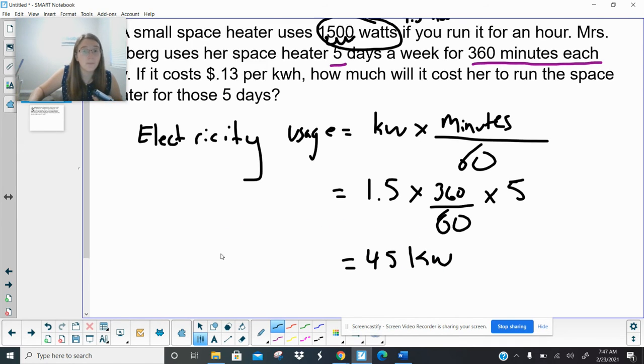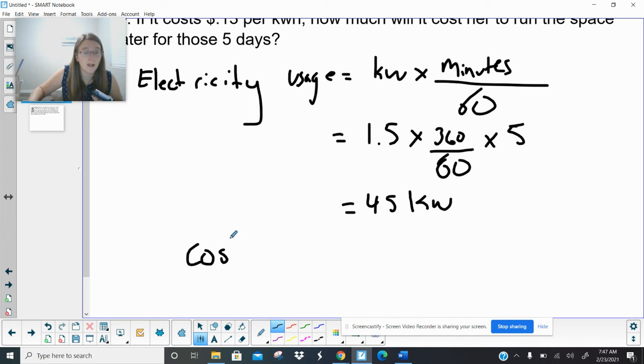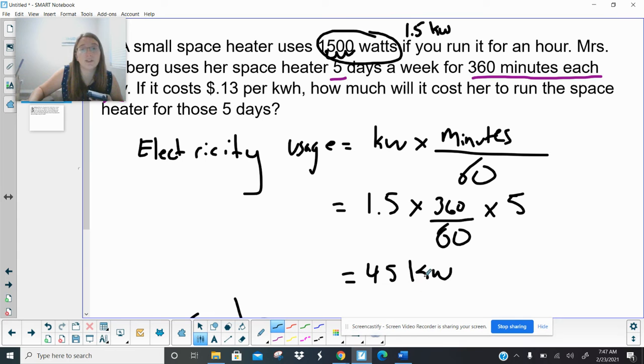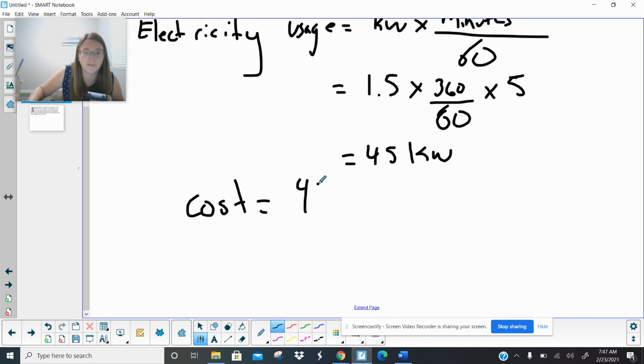But then, guys, a lot of people think they're done when they get to that point. This just says how much I used in these 5 days. And we want to know how much it's going to cost. Keep your eye on the prize, guys. Always go back and reread the question. Make sure you used everything you needed to. Sometimes there will be numbers you don't need, but we do need this. You should multiply 45 times 0.13.